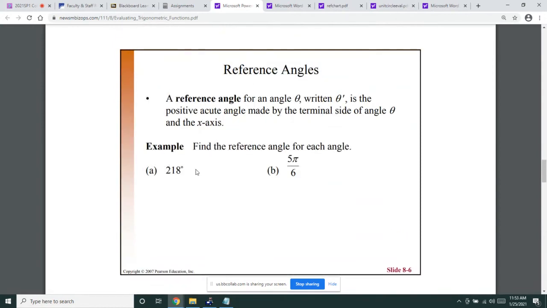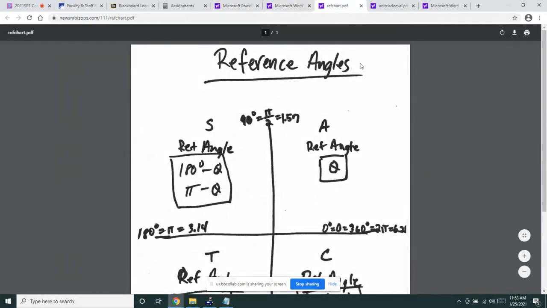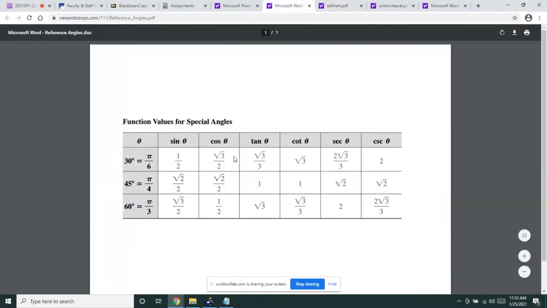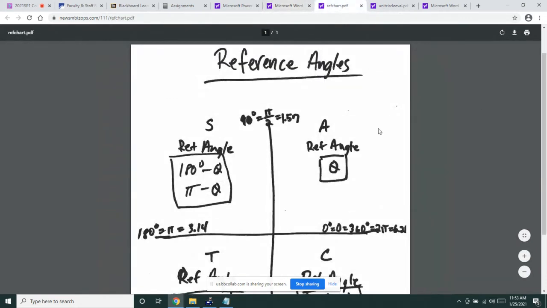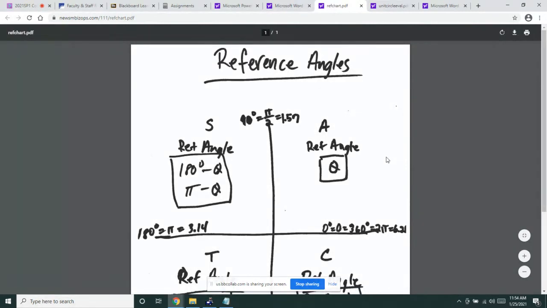So in this problem, we're asked to find reference angles for a 218 degree angle and a 5 pi over 6 angle. In order to find the reference angle, we're going to need this chart as well as this chart. So the first thing I want to do is just explain what's going on with this reference angles chart.